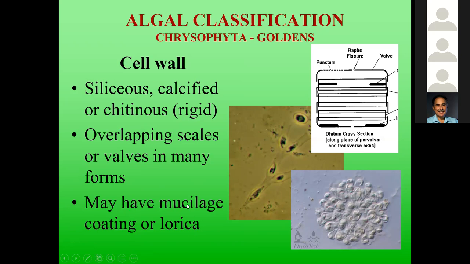They may have mucilage coatings, although it's usually not nearly as copious as what you would see in the greens or the cyanobacteria, but a number of them have a lorica or a test or a shell. Here you have it for Dinobryon, a common one. Looks like a bunch of fluted champagne glasses tucked into each other. This is an alga you can identify over the phone. It's very distinctive.